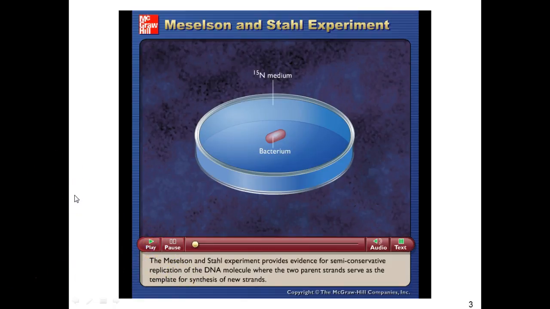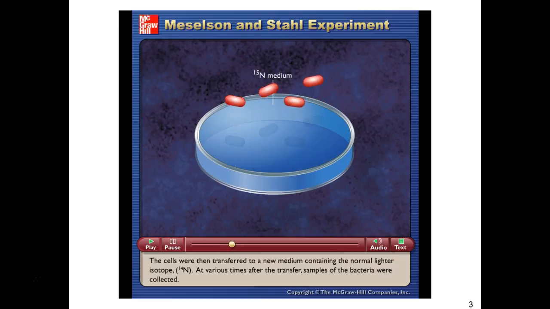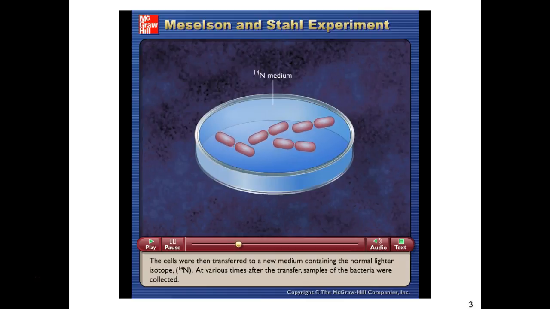The Meselson and Stahl experiment provides evidence for semiconservative replication of the DNA molecule, where the two parent strands serve as the template for synthesis of new strands. In this experiment, bacterial cells were grown for several generations on a medium containing a heavy isotope of nitrogen, N15. The DNA in these cells, therefore, contains N15 nitrogen. The cells were then transferred to a new medium containing the normal lighter isotope, N14. At various times after the transfer, samples of the bacteria were collected.